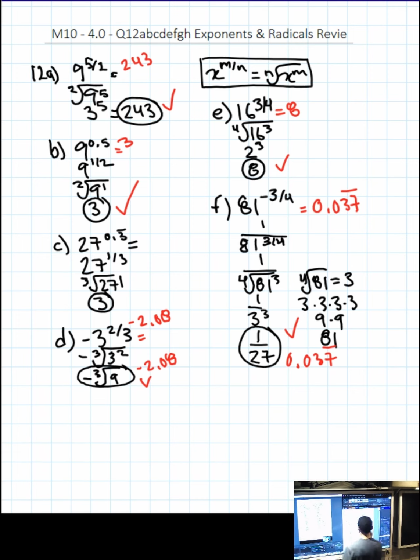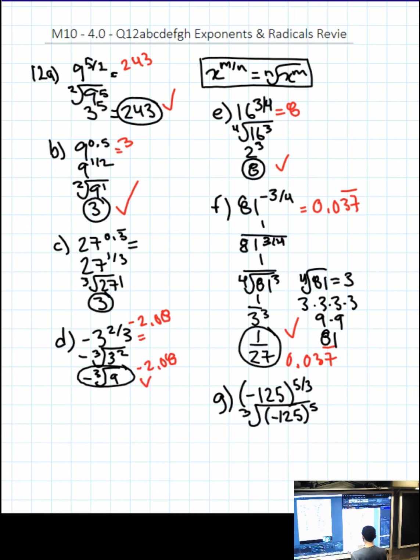Okay, G. So we have negative 125 to the 5 over 3. So, let's just convert this thing. So we have the cube root of, bracket negative 125 to the 5. So, we have the cube root of negative 125 to the 5.